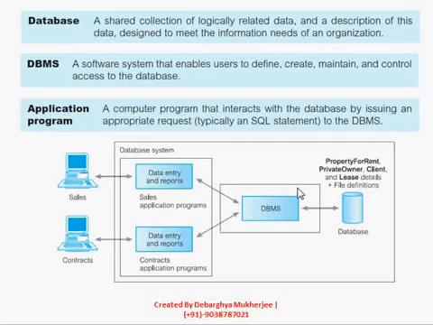See, a DBMS is divided into two parts. One is MS, another one is DB. DB means database and MS means management system. Now what is a database? A database is a shared collection of logically related data and a description of this data, designed to meet the information needs of an organization. Now this is a textbook definition.